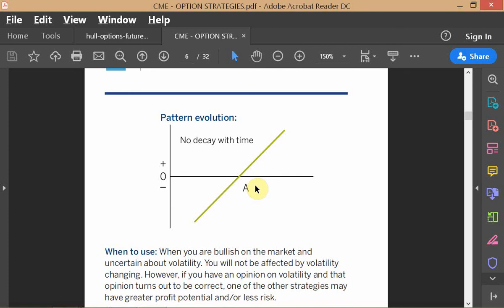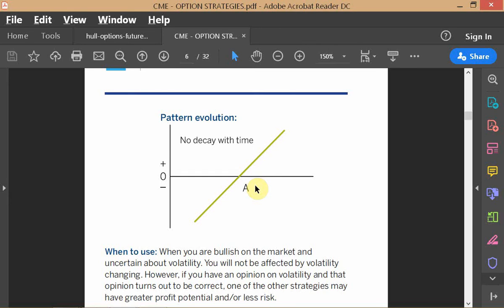I'm trying to create a synthetic equivalent of the long futures position. Conceptually, what are the four options? We have only long call, long put, short call, short put. Can I combine any of these positions in some way to create the same result? Let's look at one side of the result. When the market rises above A, I should make money, and when the market falls below A, I should lose money.